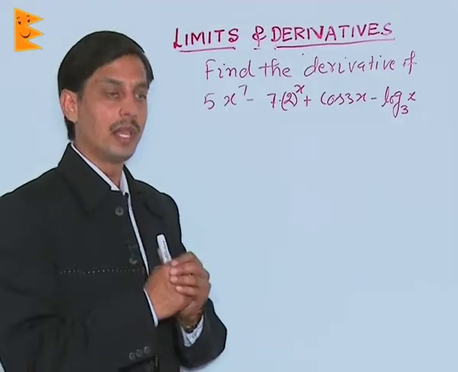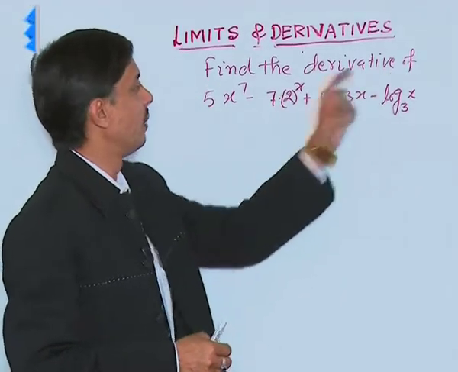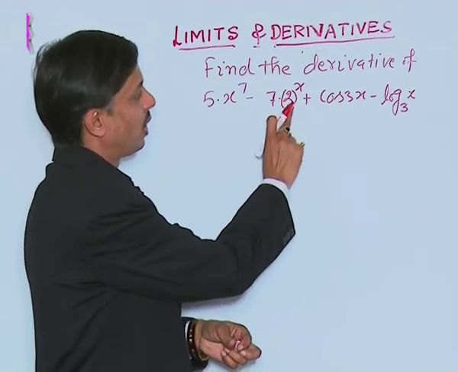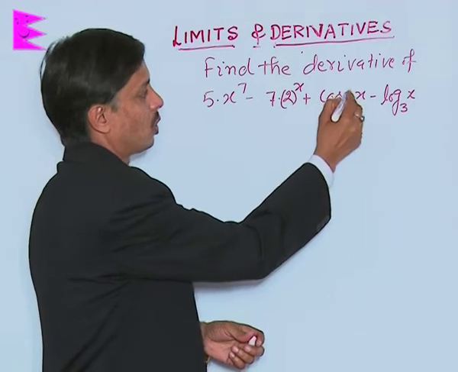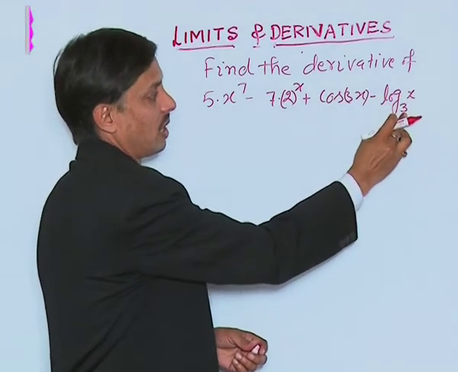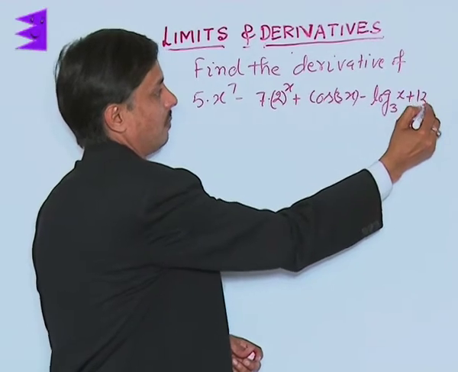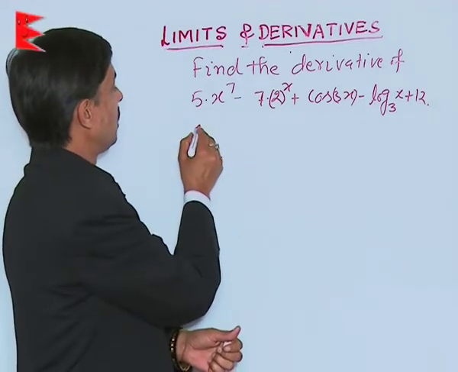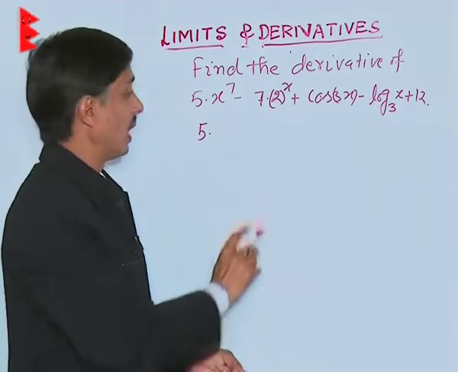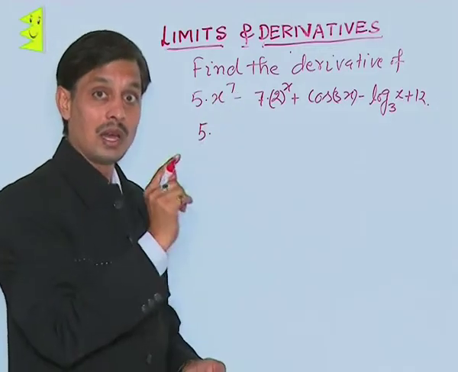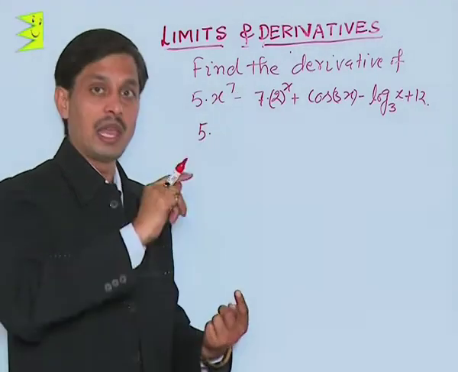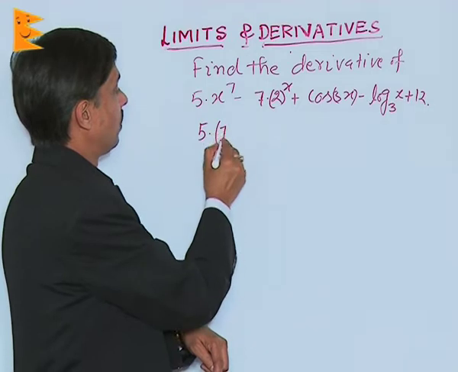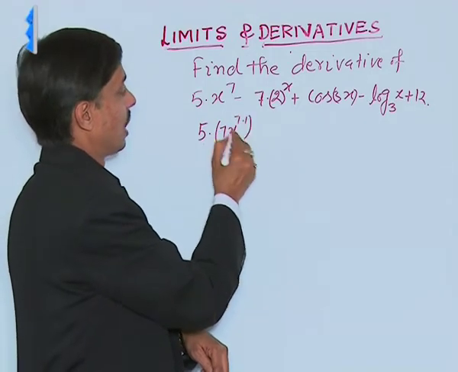Now I am taking a problem: find the derivative of 5 into x raised to the power 7 minus 7 into 2 raised to the power x plus cos of 3x minus log x under the base 3 plus 12. To solve this, 5 is in multiplication, so it will remain 5, and the derivative of x to the power 7 is obtained using x to the power n gives nx to the power n minus 1. So this gives us 7 x to the power 7 minus 1.